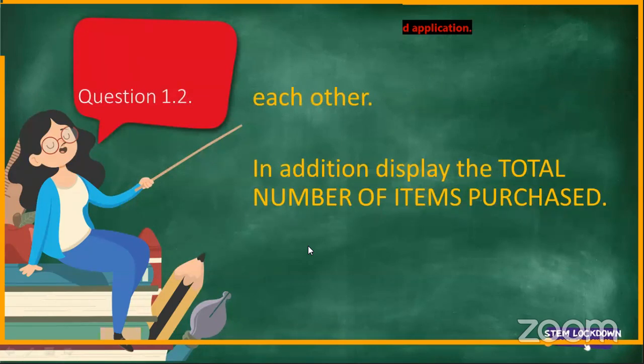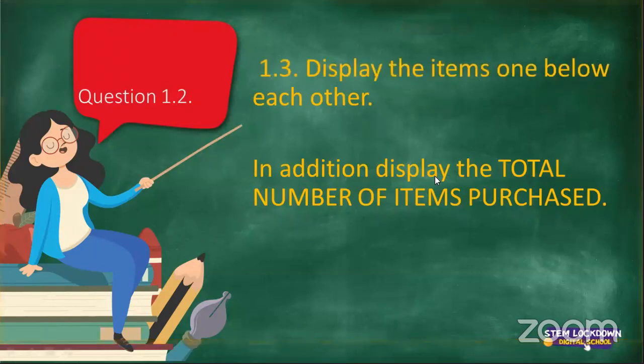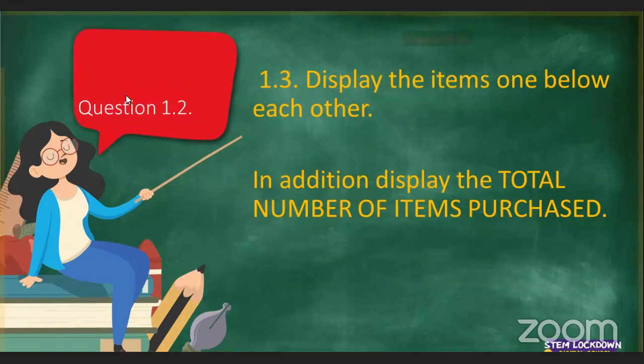Okay, let's move ahead. Display the items one below each other. In addition, display the total number of items purchased. Okay, so let's go back to our code. So this is what the question is. Display the items one below each other. In addition, display the total number of items purchased. Okay, so let's go to Delphi again. So that's the question, to display the items below each other and to display the total number of items.